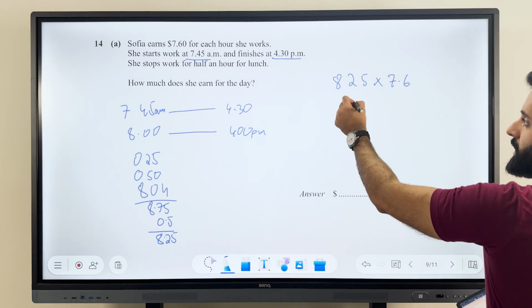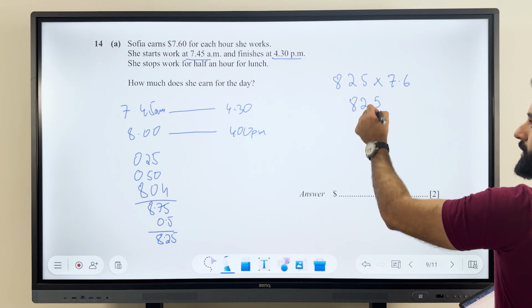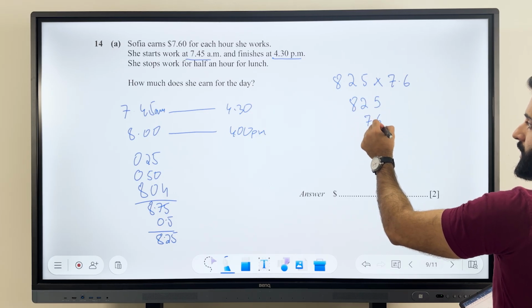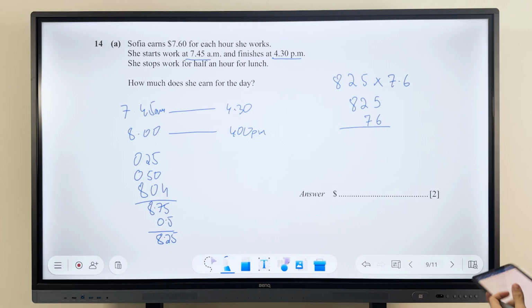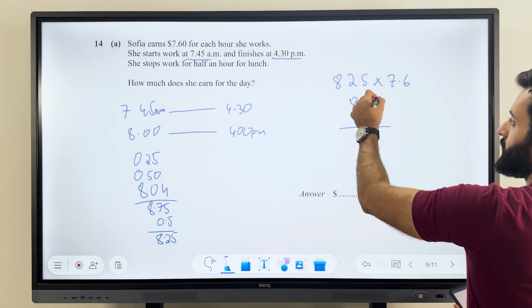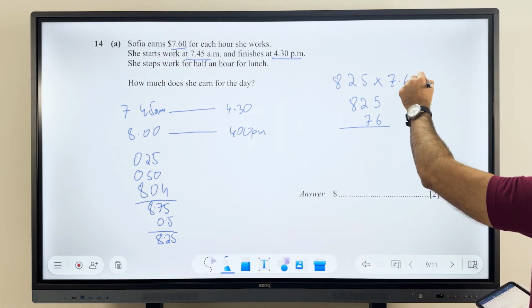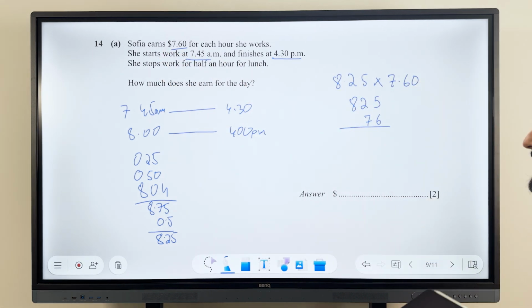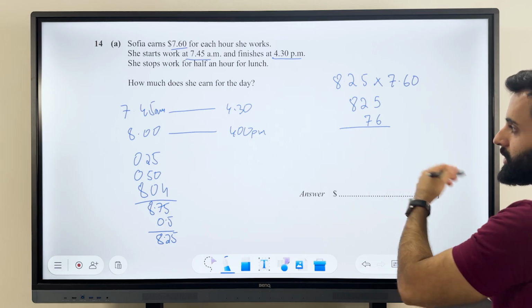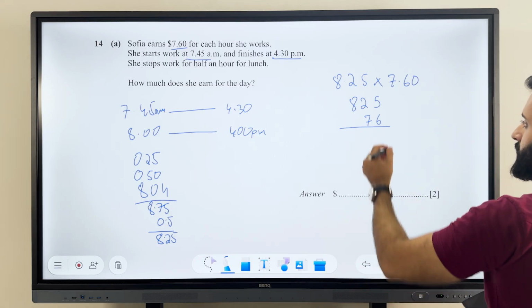Remember what I said, that you forget that there is a decimal to begin with, and you just multiply normally. So instead of doing 8.25 times 7.6, we'll simply do 825 times 76. And you might be thinking that there's 7.60, and how come I've considered 7.6 and not the 0? Because it makes no difference. No matter how many zeros you add towards the end, it makes no difference whatsoever.